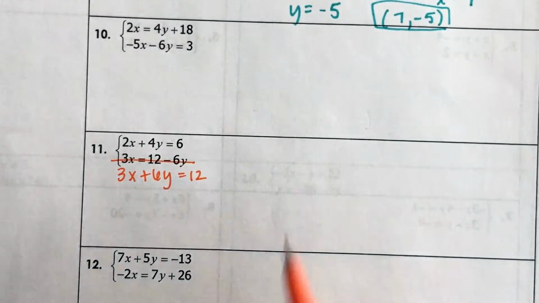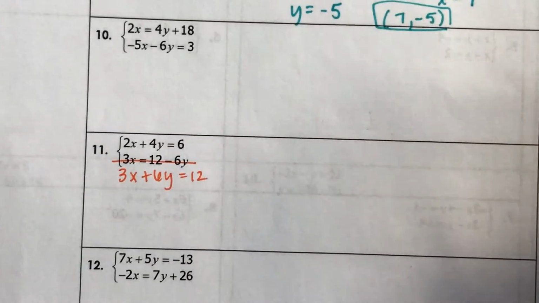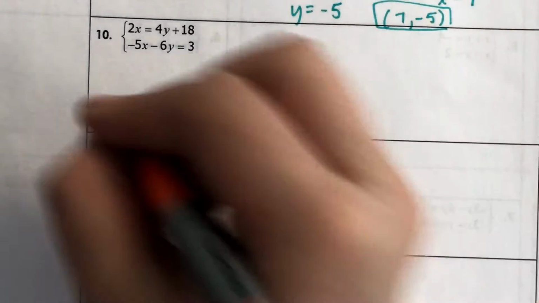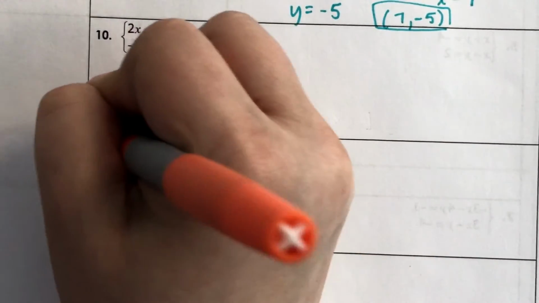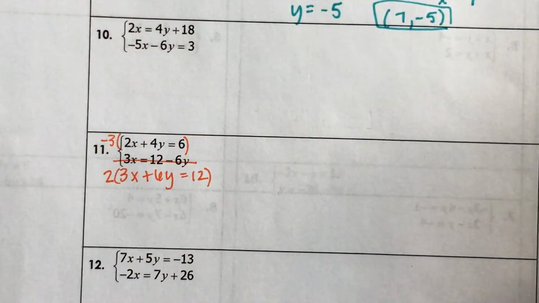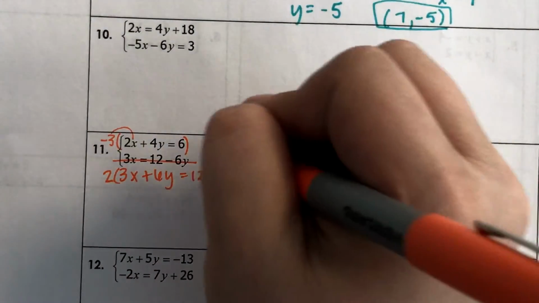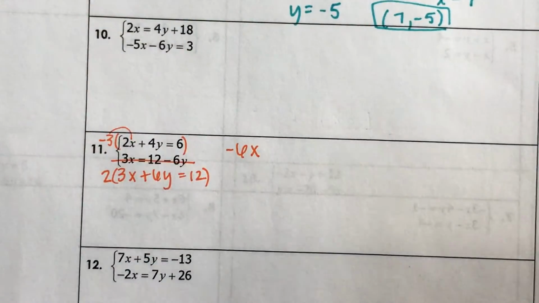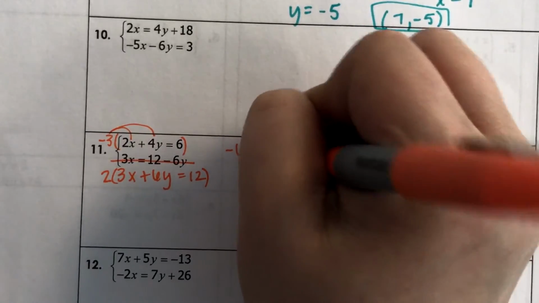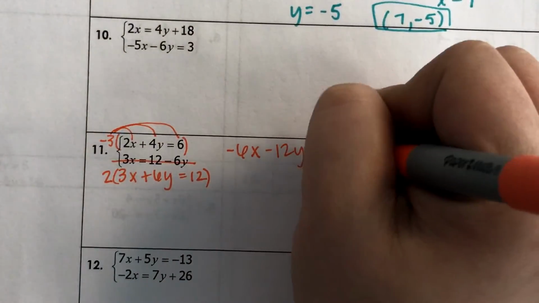Okay, so how can I make 2 look like 3 or 4 look like 6? Either way, it's not going to work, right? I need to multiply both of them by something. So I'm going to multiply this first one by -3, and I'm going to multiply this last one by +2. So then I'm going to write them over here. So -3 times 2x is -6x. -3 times 4y is -12y. -3 times +6 is -18.